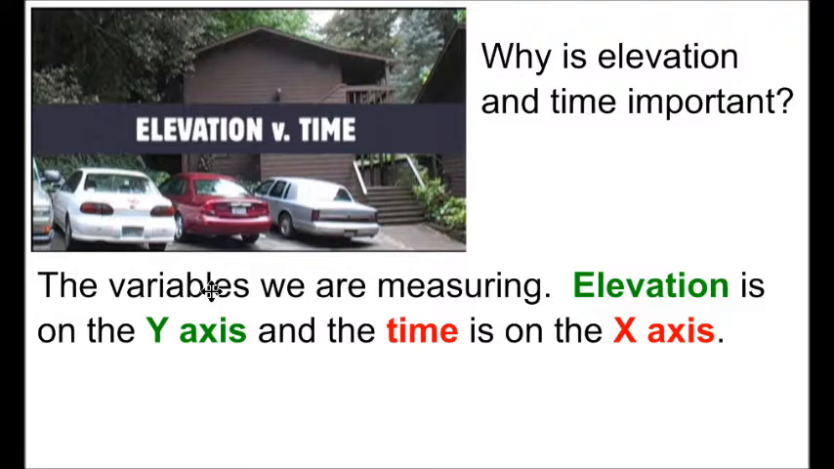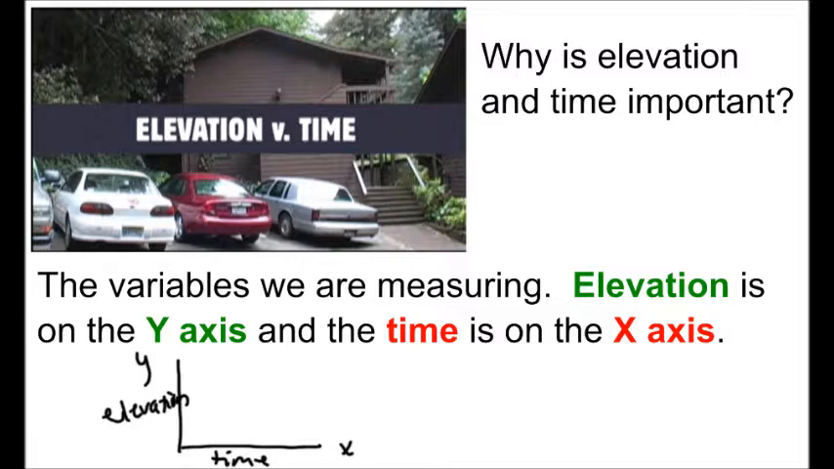Elevation is on the y-axis and the time is on the x-axis, okay? Why is that? Elevation, you can kind of think about it like your height above the ground. That's going to be here on my y-axis. This is my elevation. And the x-axis is recording the time. So how long does it take for us to reach a certain height?